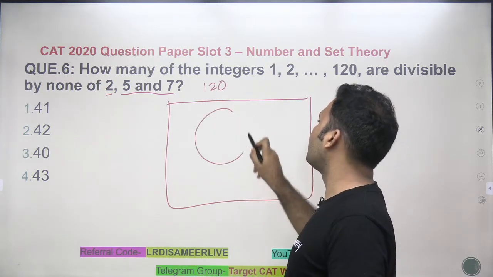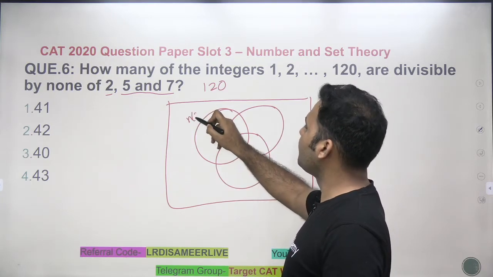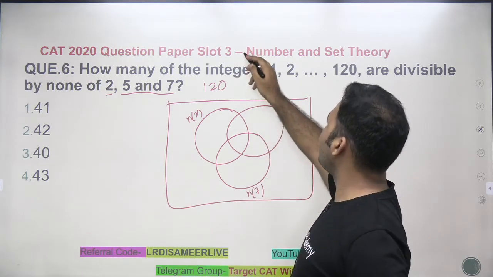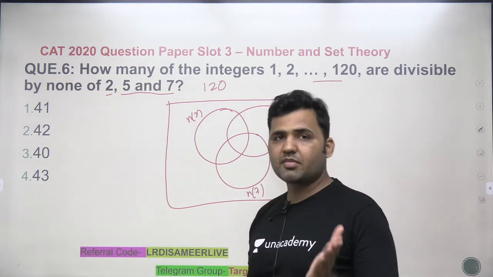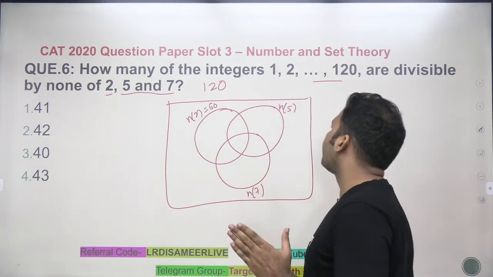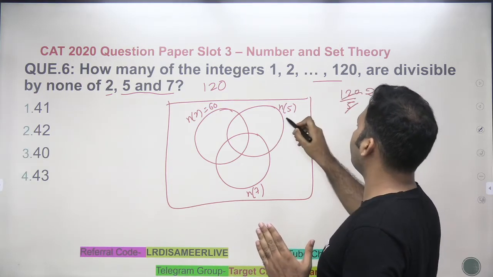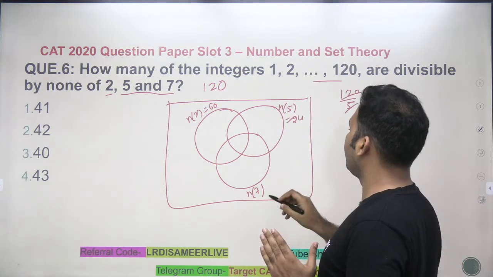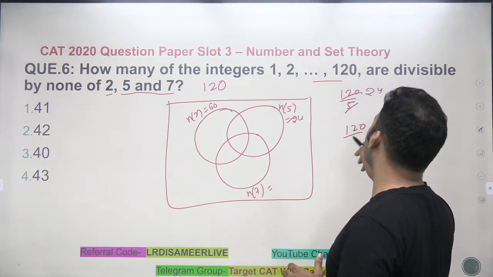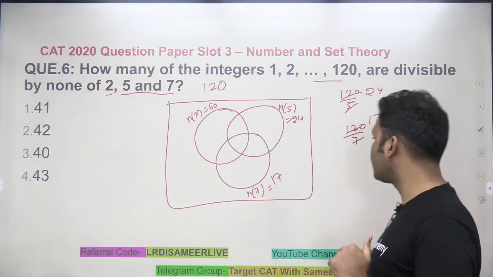Let's first find out the numbers which are divisible by 2, 5 and 7. Number divisible by 2, number divisible by 5, number divisible by 7. Now out of 120 numbers, you see that every second number is a multiple of 2. So can I say number divisible by 2 is 60? And every fifth number is divisible by 5, so there will be 24 numbers divisible by 5. Every seventh number is divisible by 7. So 120 by 7 will give you 17. There will be a total of 17 numbers divisible by 7.